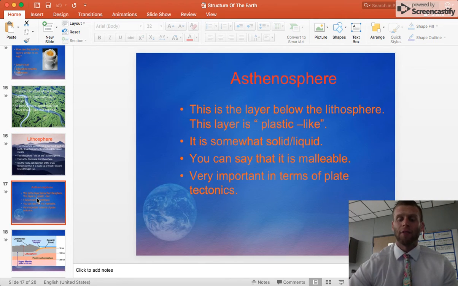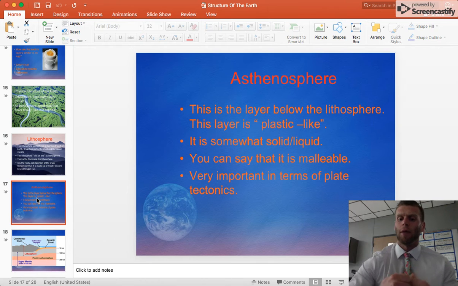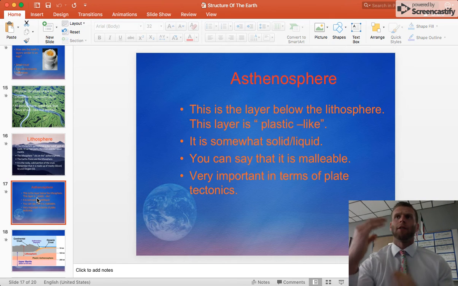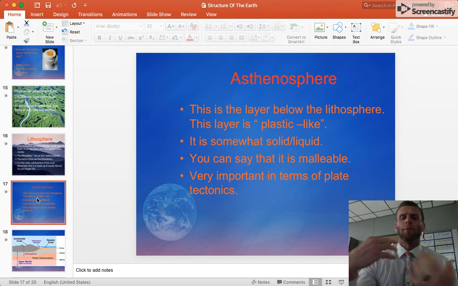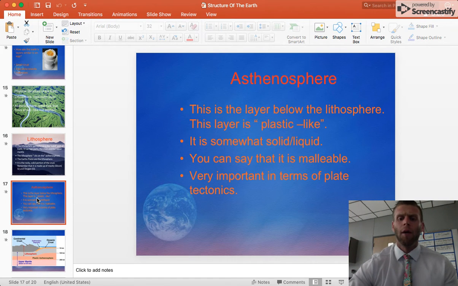The asthenosphere is the layer below the lithosphere. It's called the plastic-like layer. It's somewhat solid, somewhat liquid, so it's a liquid solid. You can say that's malleable, able to be bent. It's very important in terms of plate tectonics because plates are always moving. To be able to move, those solid plates of the lithosphere have to be able to move on top of that solid, liquid, malleable asthenosphere.